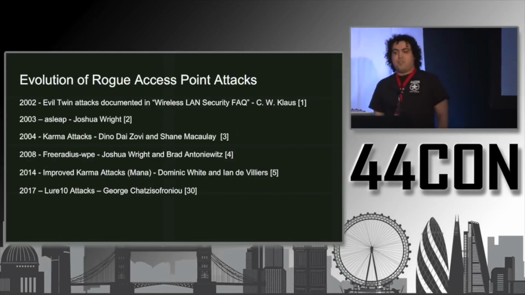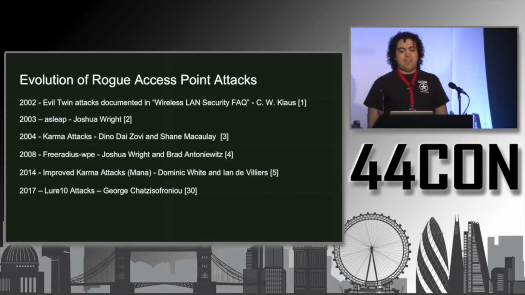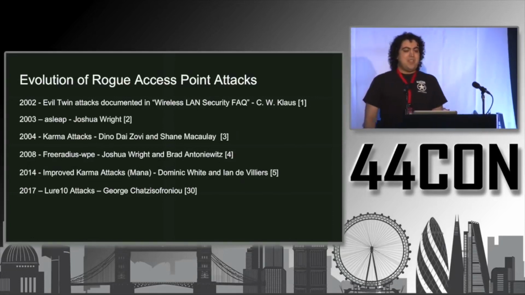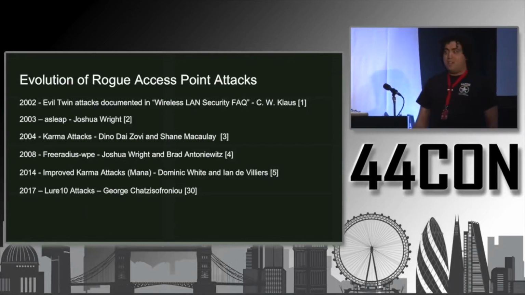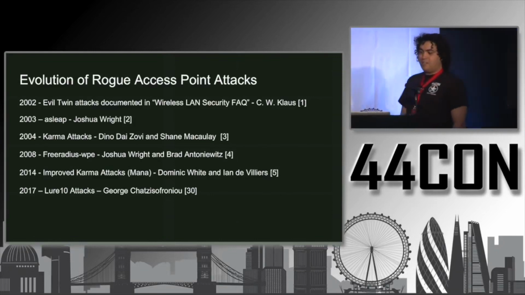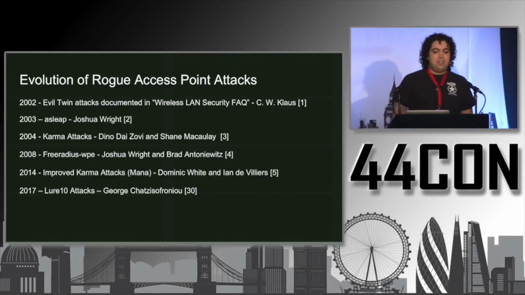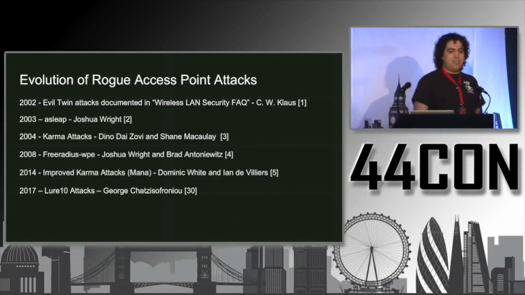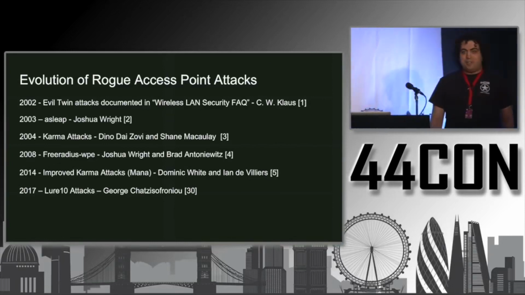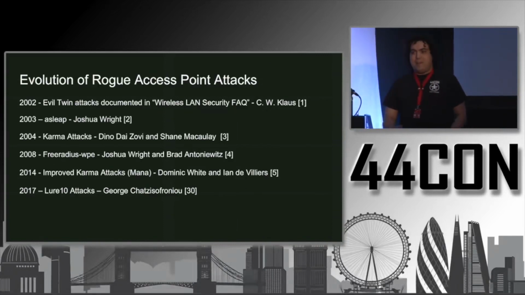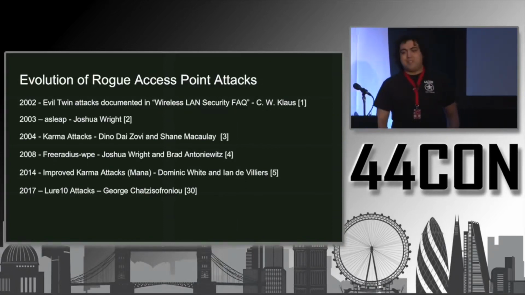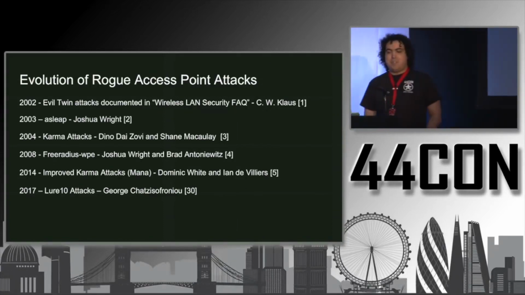2008, you actually start seeing FreeRADIUS-WPE, which is this tool that was released by Josh Wright and Brad Antoniewicz. And this is when you start seeing rogue AP attacks used as a method of breaching WPA2 EAP networks. And then finally in 2014, you have the improved karma attacks by Dominic White and Ian de Villiers from SensePost. And by this point, karma attacks have become less effective, so they were able to bypass a lot of mitigations that client devices had developed over the years and make them more effective again.